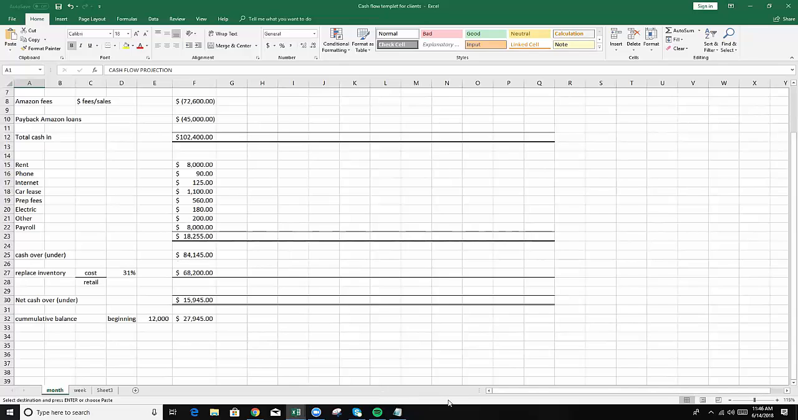It's in your inventory. At some point, you're going to recall it from Amazon because they're charging you storage fees. And then you're going to get rid of it.